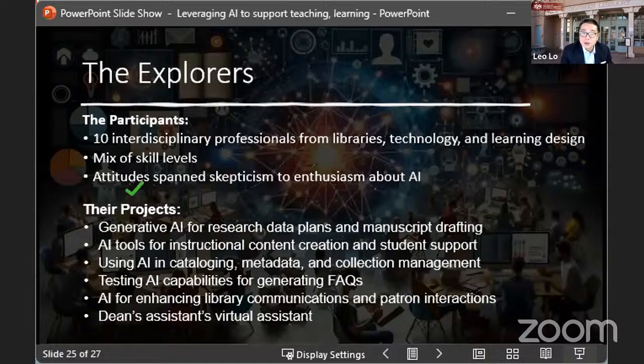One person used AI for research data plans and manuscript drafting for the university press. One used it for instructional content creation and student support. One tried to train AI in cataloging and metadata. And one reference librarian tried to test AI's capabilities for generating FAQ for our students, and communications. And my own assistant used AI as her assistant to help with a lot of the calendaring and taking minutes.